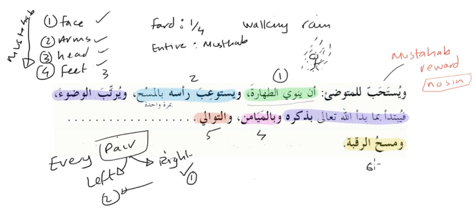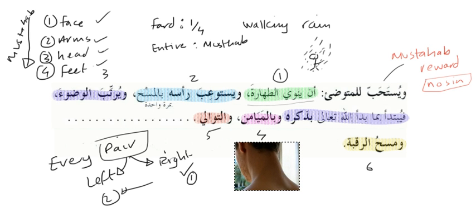Finally, masu raqaba, the wiping of the neck. The wiping of the nape, the back of the neck, is done with the hands. Once a person wipes their head, they then bring their hands down and wipe the back of their neck. You can do this with the back of the fingers if you wish, or with the palms of the hands. This area is wiped, and Imam Quduri considers this to be a mustahab action.